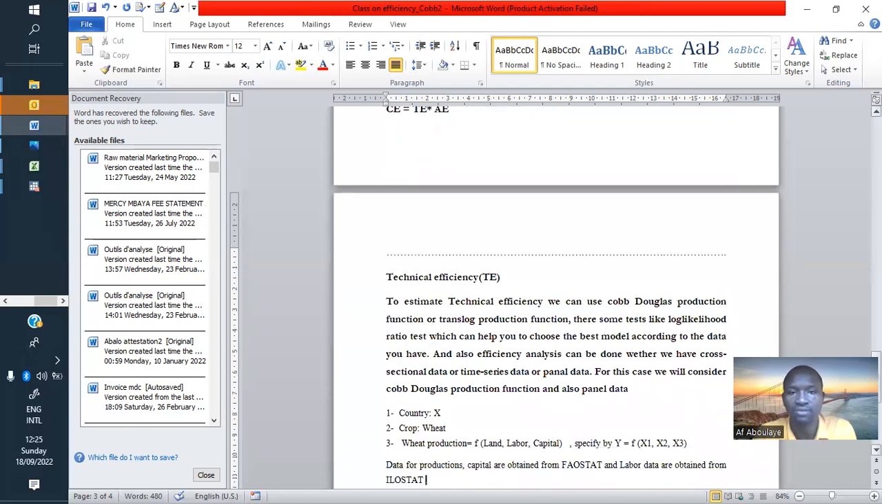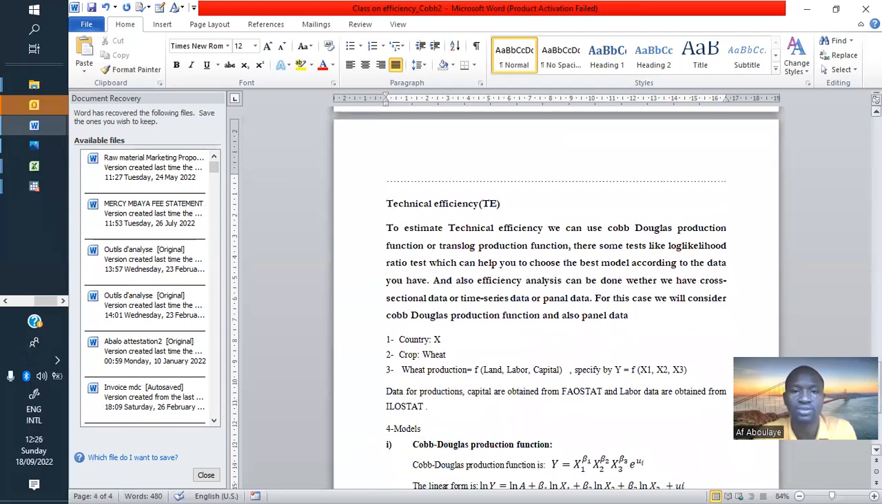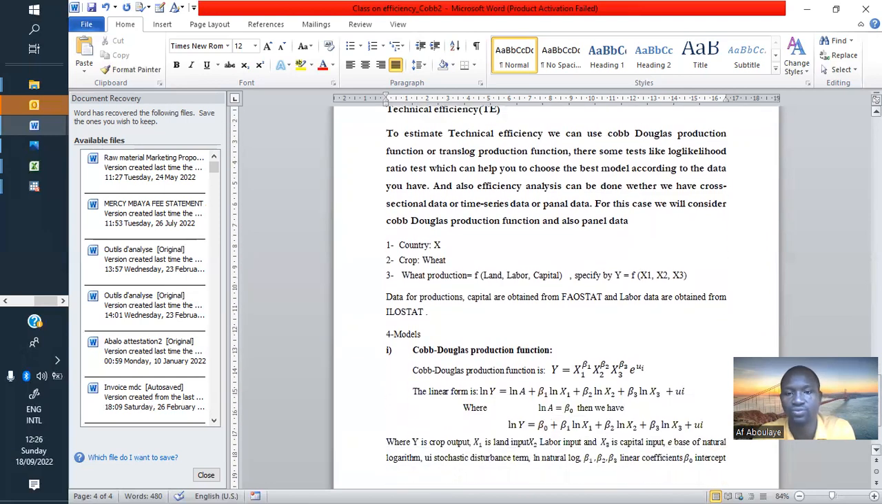The same thing around here, for example, since we are just talking about technical efficiency, to estimate technical efficiency, we need a Cobb-Douglas function or a translog function. But there we cannot choose what we want, but some tests like the log likelihood ratio test help us to choose the best function we can use.